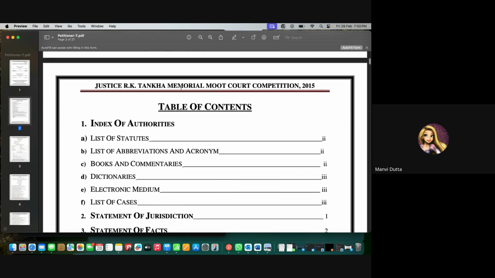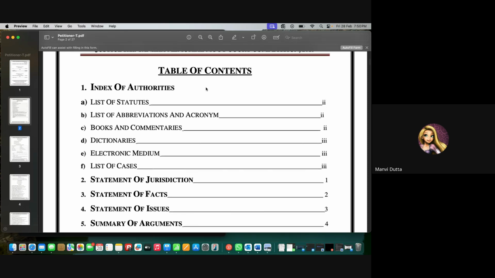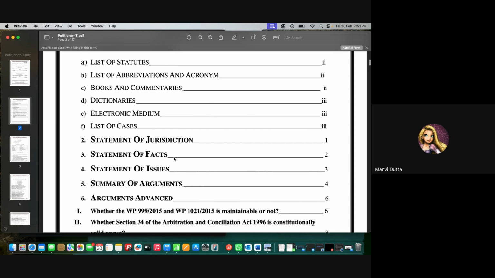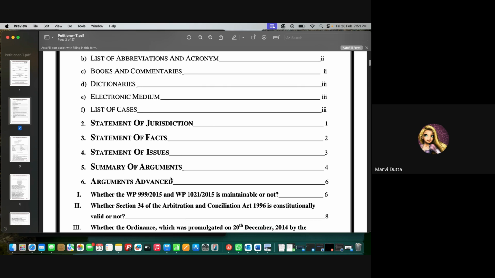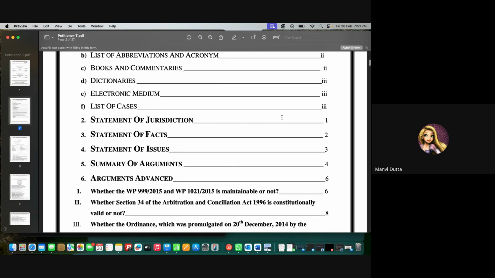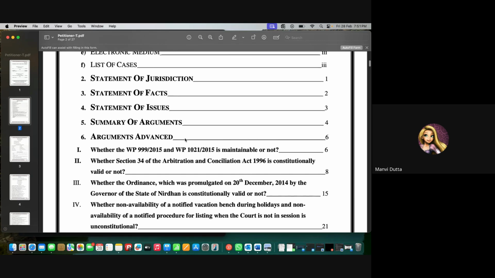So the name of the moot court competition will come as a header and a footer similarly. And now this is the table of contents, that is, the index of authorities with page numbers, then statement of jurisdiction, statement of facts, statement of issues, summary of arguments, arguments advanced. So you should always prefer such chronology that the list of statutes must always be in Roman numerals, and then the actual numbering should start with the statement of jurisdiction. Okay, this is how your index of authority looks.